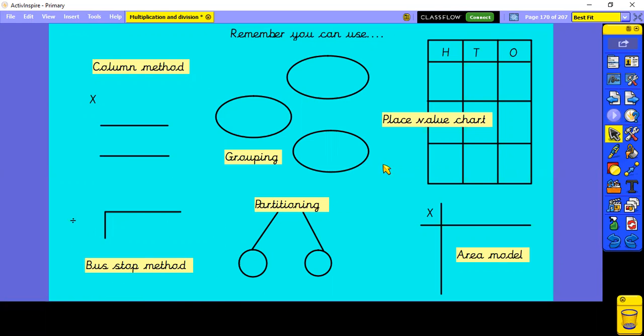So just have a little think about all these different methods. You can come back to this part of the video if you want to remind yourself of how you can find the answers. Okay, so just have a little look and then we'll move on to the questions.